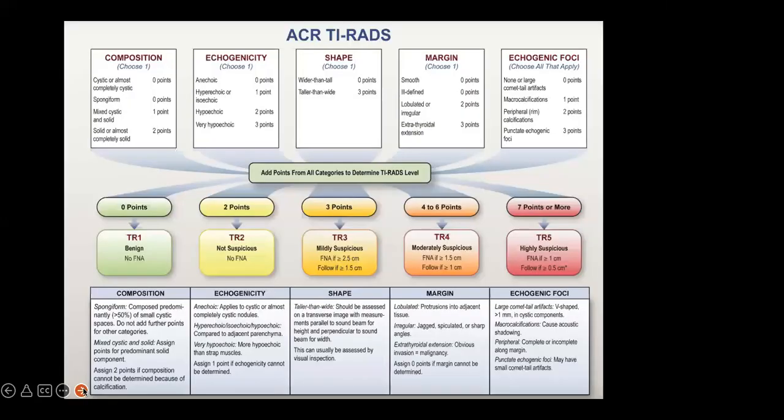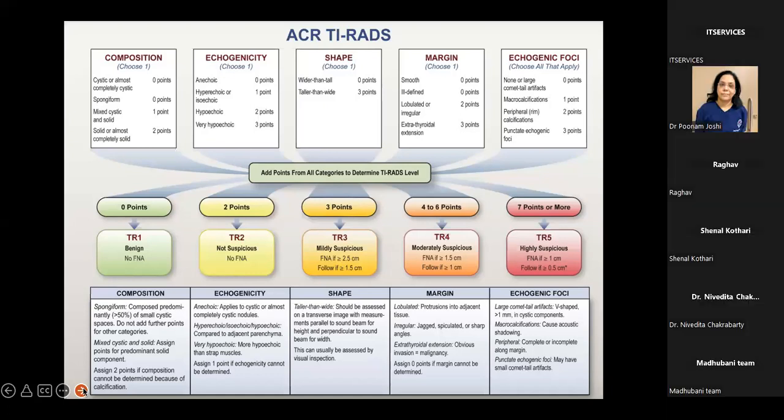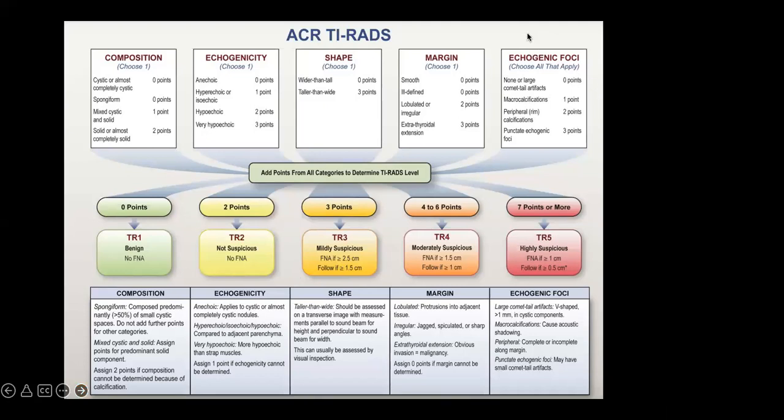So this is the ACR TIRADS chart. We can see there are 5 categories: composition, echogenicity, shape, margin, and echogenic foci. And all these categories have further subcategories. Each of these subcategories is assigned points, as you can see in this chart. Now we have to add all these points after determining the composition, echogenicity, shape, margin, and echogenic foci on ultrasound, and then determine the TIRADS level.